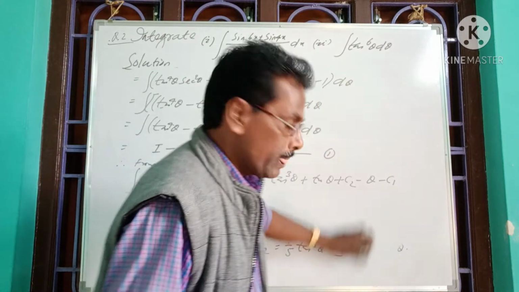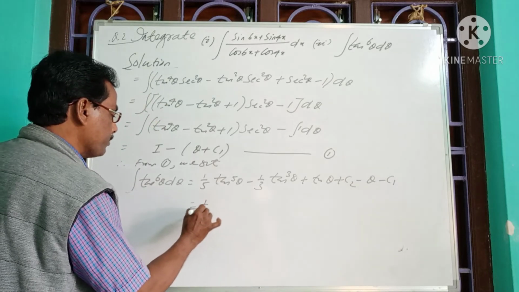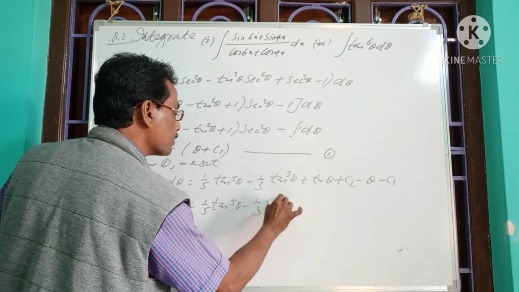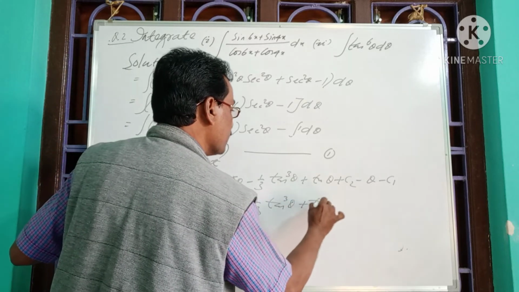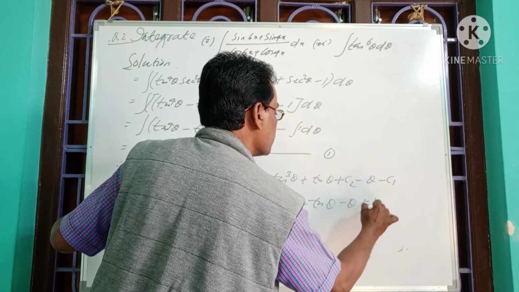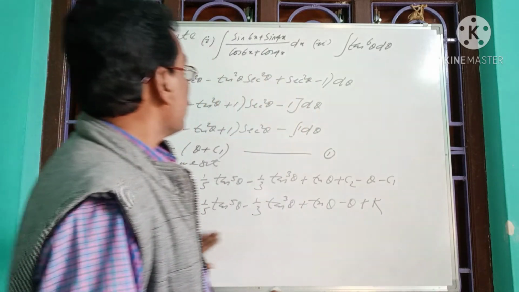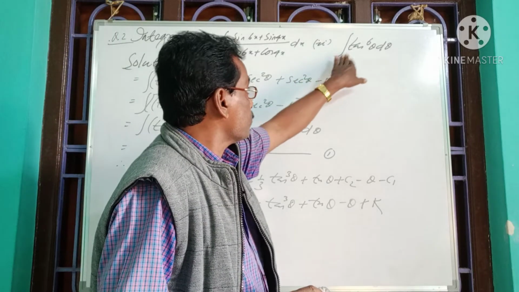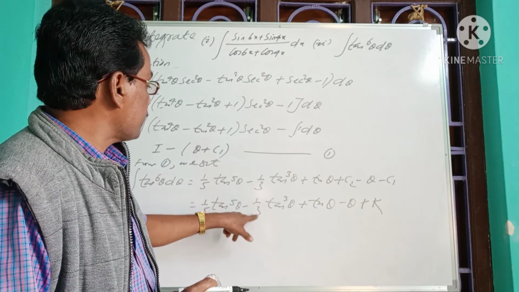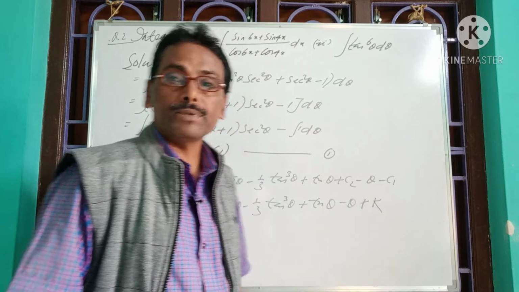So finally simplifying, we have the final result like this, that is 1 by 5 into tan^5 theta minus 1 by 3 into tan^3 theta plus tan theta minus theta, and c2 minus c1 will be taken as one constant k, where k is the final constant of integration. So in this process we completed the integration of tan^6 theta d theta, which is equal to 1 by 5 tan^5 theta minus 1 by 3 tan^3 theta plus tan theta minus theta plus k. Hence the integration is completed.